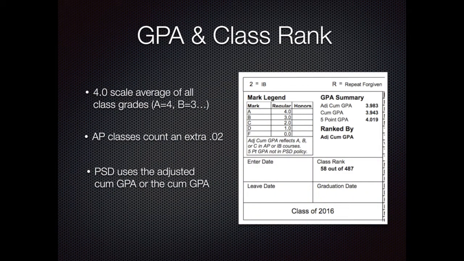Here you'll see in the GPA and class rank box where you stand in your class rank, and it gives you an assortment of GPAs. Please don't put too much stock in the class rank because those change quite a bit each semester. The GPA that we use here at Fossil Ridge is the cumulative GPA, the one that's listed in the middle. That one on this example says 3.943. That is the GPA that you will use.